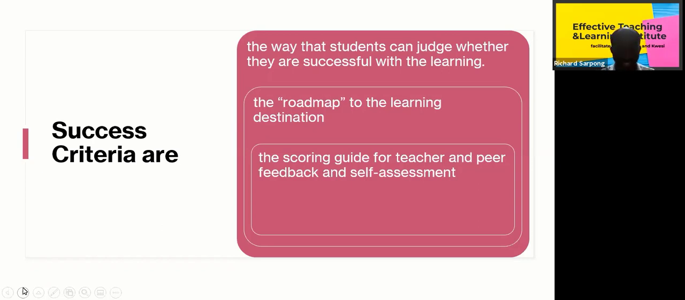So the success criteria is so key because it's a map, or the roadmap, to the learning intentions or the learning destination. So you need the success criteria to be able to know that you are doing well or you are on track with your learning, if I should put it that way.